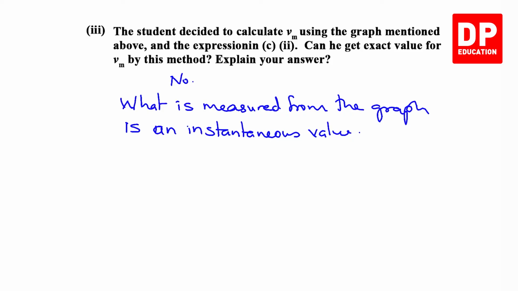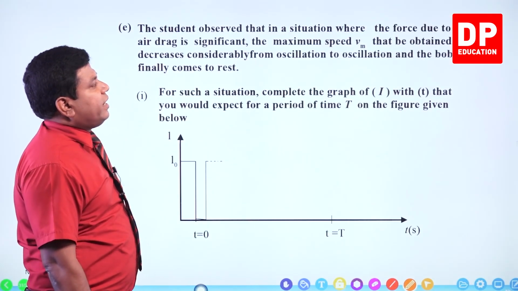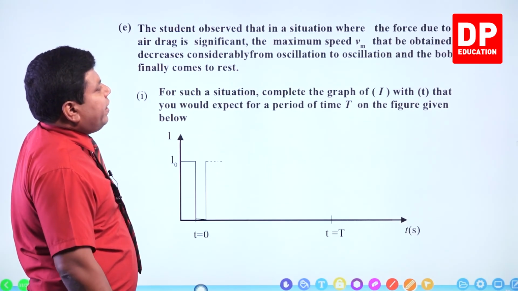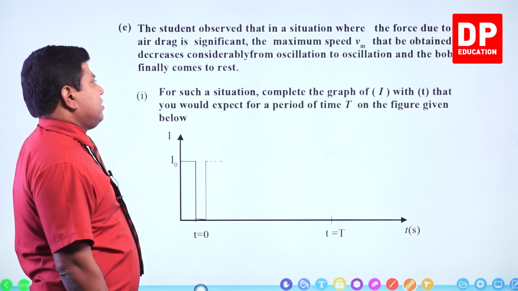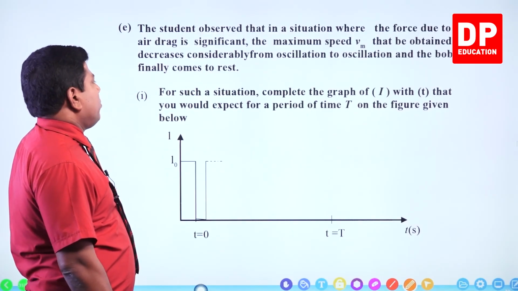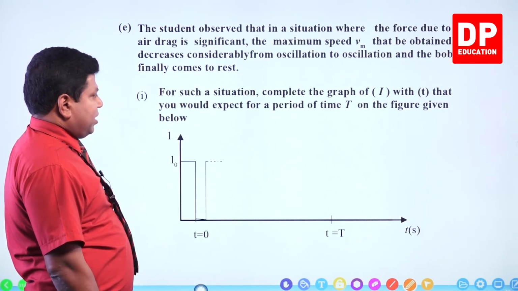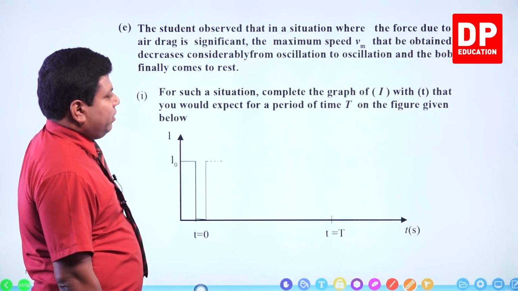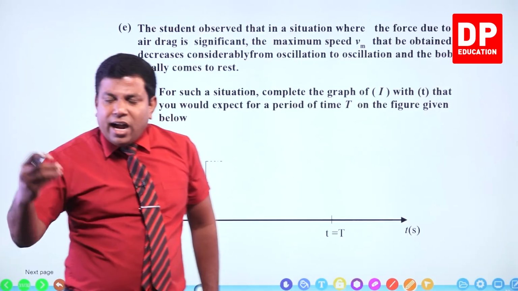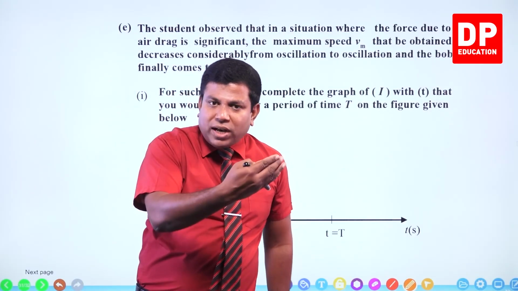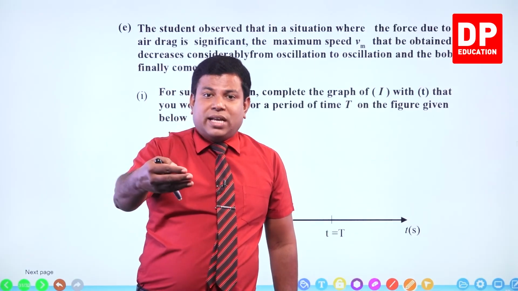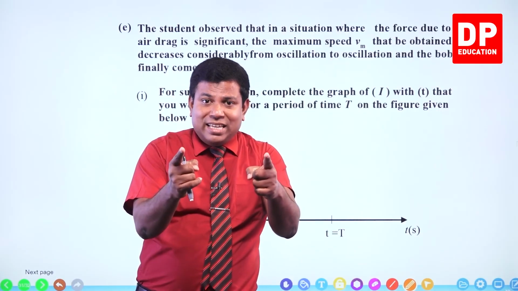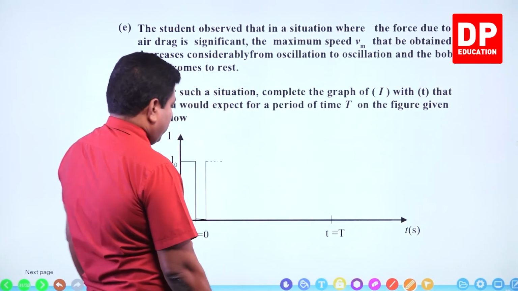The student observed that in a situation where the force due to air drag is significant, the maximum speed Vm that can be obtained decreases considerably from oscillation to oscillation and the bob finally comes to rest. For such a situation, complete the graph of I with t that you would expect for a period of time t on the figure, right. So, what he says is air drag is significant. So, first time it passes faster, second time it is going to be slower than the first time, third time it is going to be even slower. So, what will happen, that time t naught will increase because it passes slowly. So, now look at the graph how it is going to be.